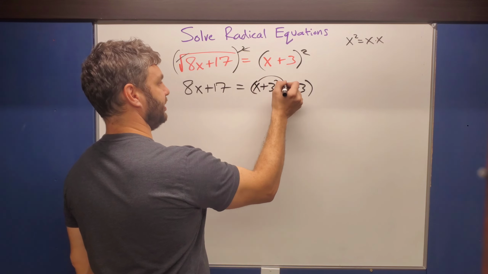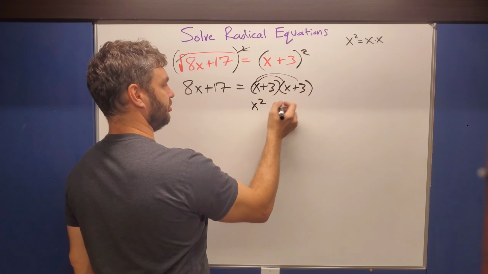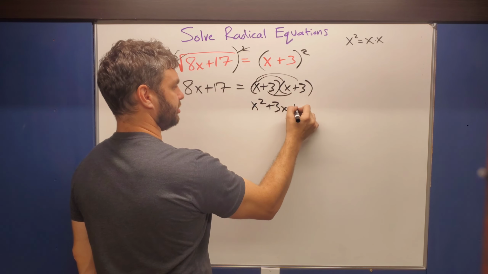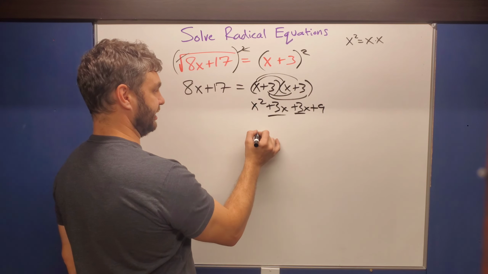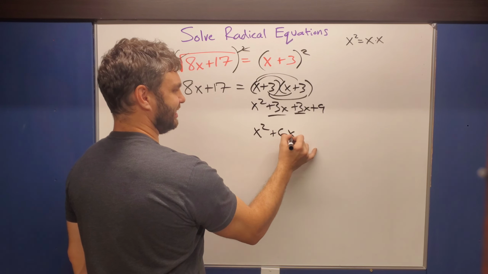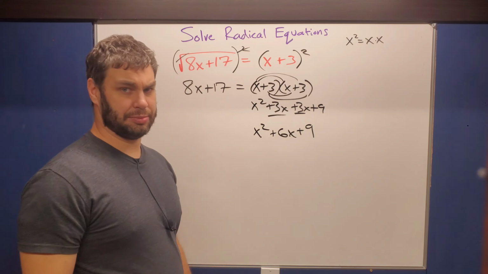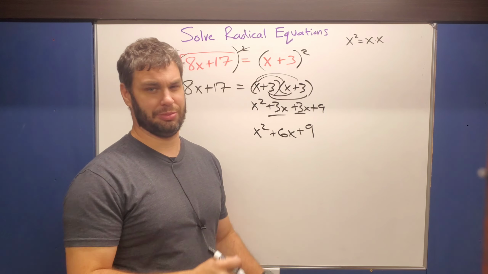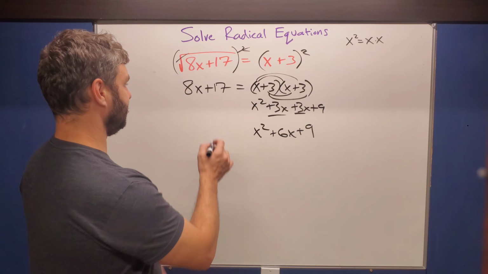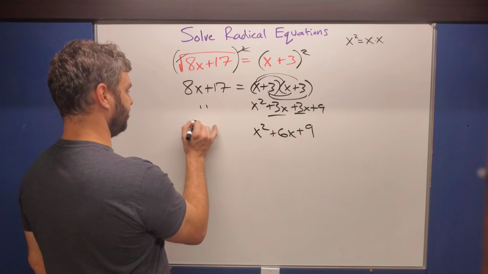So this would be x squared plus 3x plus 3x plus 9. And then my two middles can combine to give me x squared plus 6x plus 9. Some of you should be able to jump to that right in your head. If you can't yet, you'll probably get there eventually.